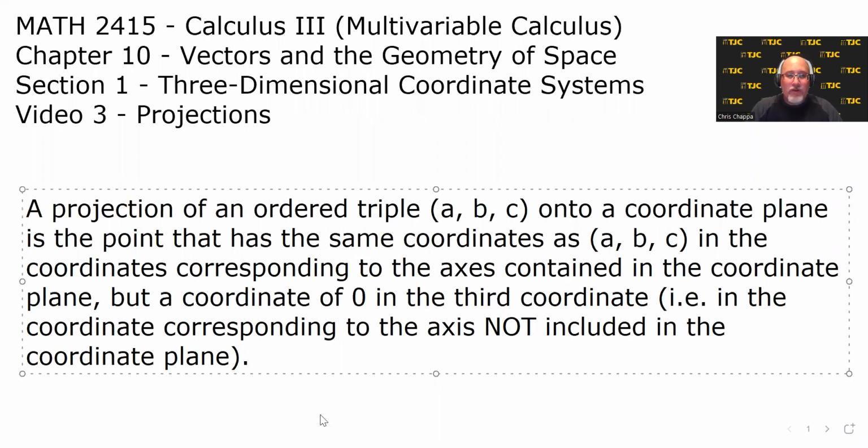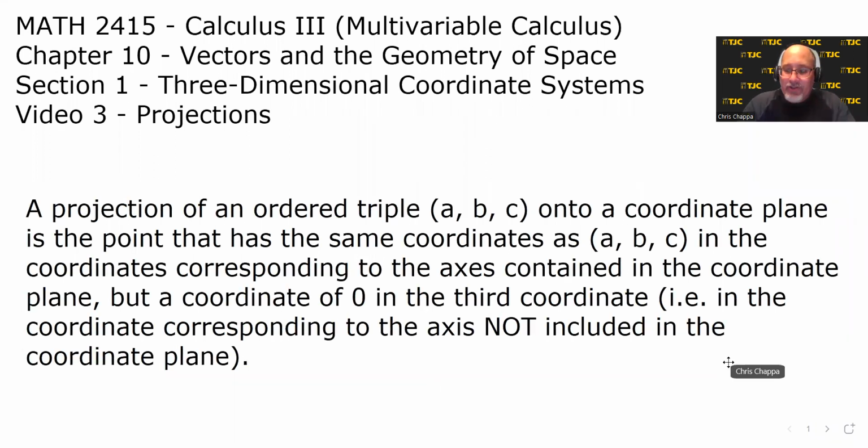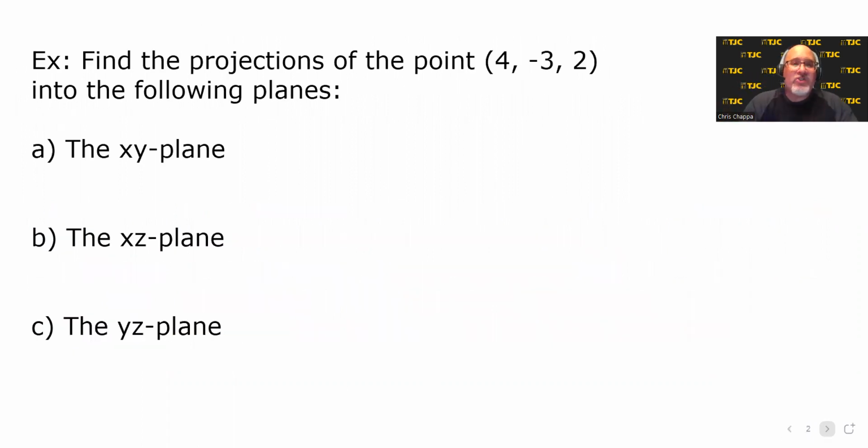Fix that typo. Now, that sounds like a really tricky thing to do. It's actually really simple, as I'm going to illustrate. Defining it is one thing, but when you see the algebraic approach and the geometric approach, it's going to make sense. For example, we're going to find the projections of the point 4, -3, 2 into the following planes: the XY plane, the XZ plane, and the YZ plane.